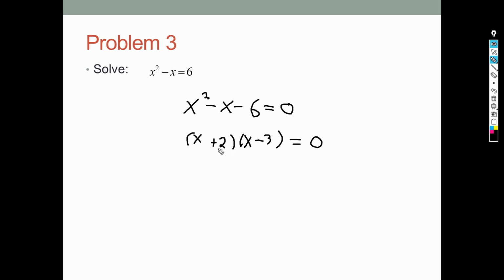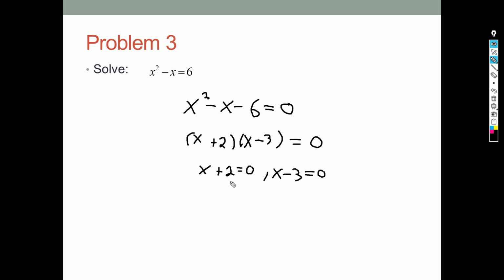And then again, the product of two factors is 0. The only way that can happen is if one or both are 0. So we simply set each factor equal to 0. So x plus 2 can be 0. x minus 3 can be 0. Then we solve for x.